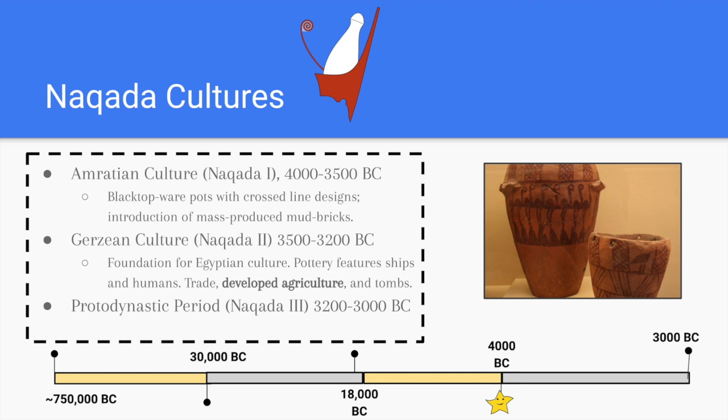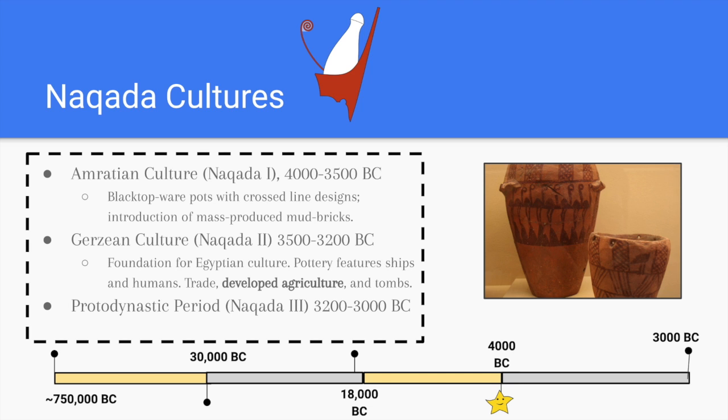And the mass-produced mud bricks, this is important because they're having not very permanent, but more permanent structures than what they used before. So they probably used like straw huts before. Now they're using mud brick, which is stronger. It can deal with the weather more, and it just lasts longer.